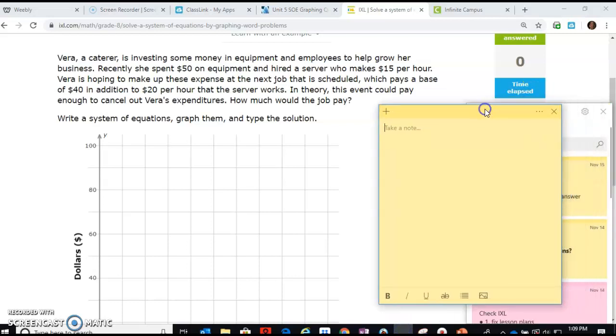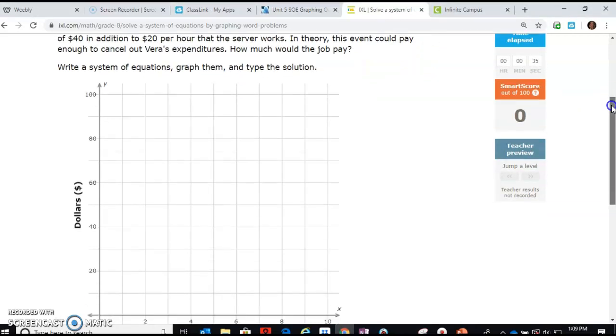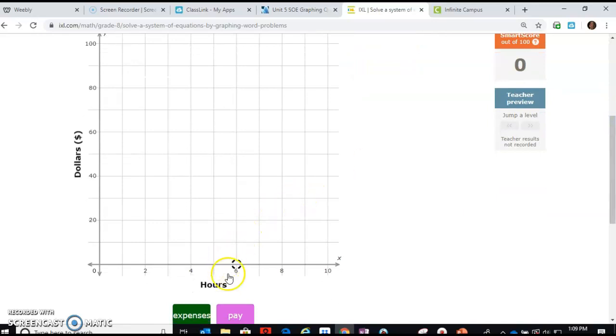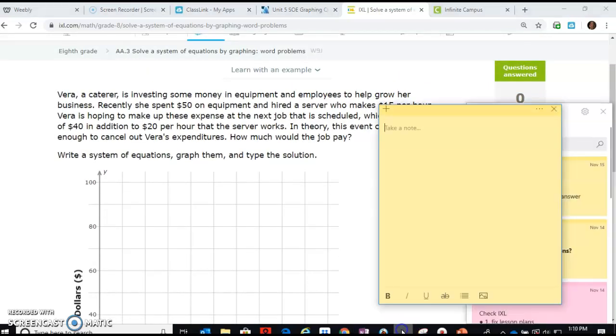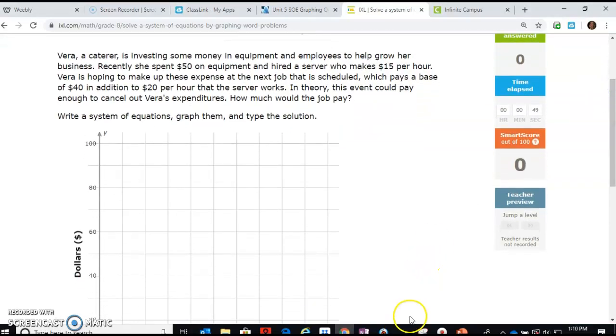All right, so I just want to show you how you should be approaching these. The first thing that you want to take a look at, if it's a system, is the two different things that you're going to be writing. So if I'm looking at the graph, it tells me hours compared to dollars. So I already know what my X and my Y stand for because the graph is helping me out with that.